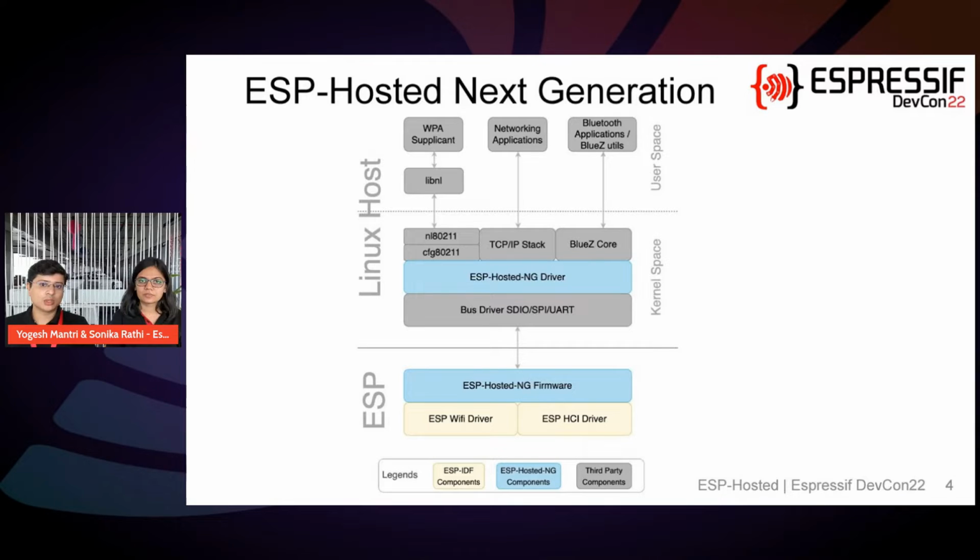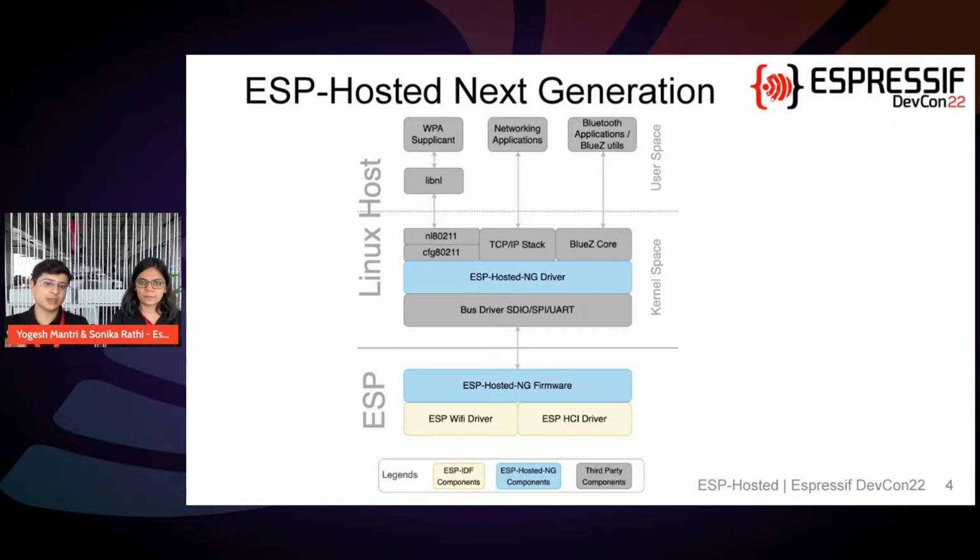Yes. So overall, I will try to explain this block diagram. In this, you can see there are two major parts. One is the lower part, which is the ESP chipset, and the upper part is the Linux host. You can see the legends at the bottom. The yellow colored components are ESP IDF components. In blue color, ESP hosted NG components are there. Basically, ESP hosted software will be in blue color. And the gray color is for third party components. Basically, these are components we are going to use, but we are not going to change them.